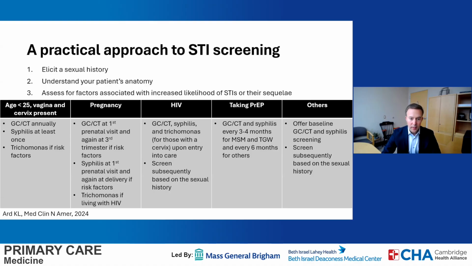If your patient has HIV, then screening for gonorrhea, chlamydia, syphilis, and then trichomonas for those with a cervix is recommended upon entry into care. And then you would screen subsequently based on the sexual history. If the person is taking HIV pre-exposure prophylaxis or PrEP, then depending on several factors, screening would be recommended fairly frequently, with gonorrhea and chlamydia and syphilis screening performed every 3 to 4 months for MSM and transgender women, and then every 6 months for others. And I think if your patient fits into none of those categories, then I would offer baseline gonorrhea, chlamydia, and syphilis screening and then screen subsequently based on the sexual history.